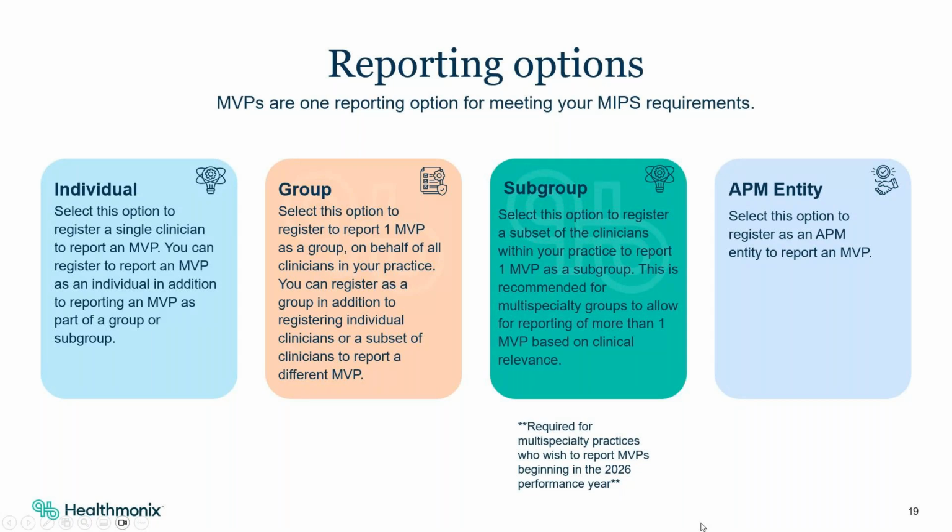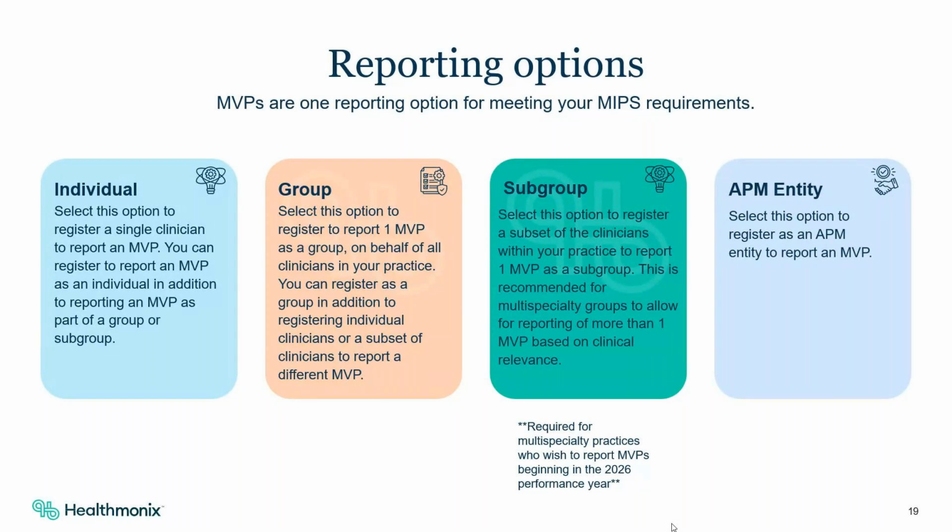So you can do an MVP as an individual. If you're part of a group, you can do it as an individual. If you are by yourself, you can do it as an individual. So just like traditional MIPS, you can report that as an individual. You can also report an MVP as your whole entire group. So if you have 20 providers in your group, you can all report the same MVP just like you would traditional MIPS. Now, where the change really comes in is this introduction to something called subgroups.